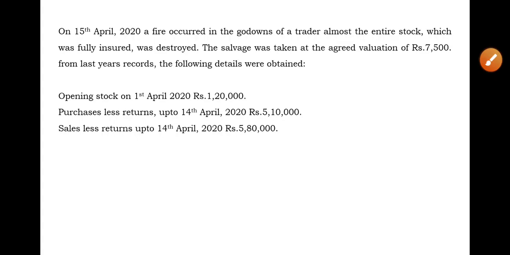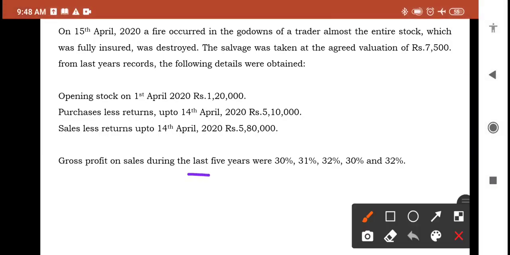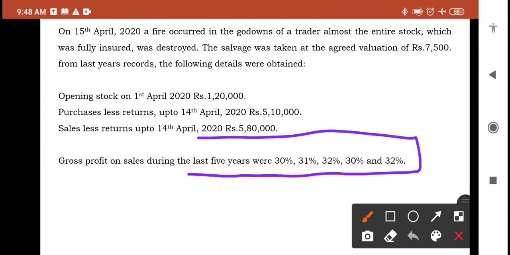Okay, next point is sales less returns up to 14th April 2020 rupees 5,80,000. This is the same as purchases. So sales up to the date of fire should be recorded in the memorandum of trading account under the credit side. Next point is gross profit on sales during the last 5 years were 30%, 31%, 32%, 30% and 32%. They have given the last 5 years gross profit ratio in the question.